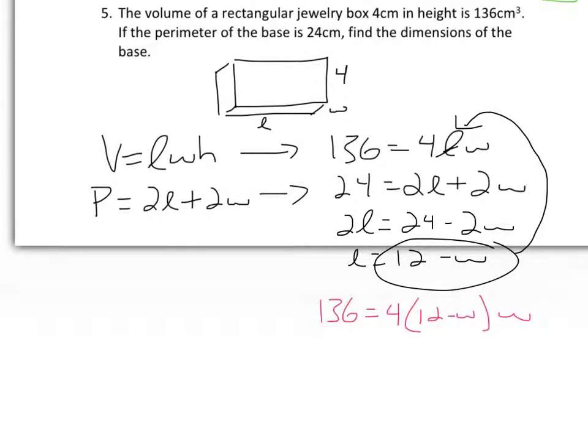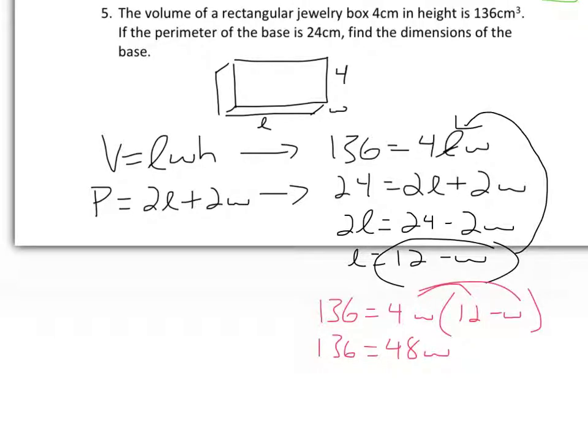Okay, so we have to distribute all this stuff in here. The 4 and the W need to get distributed in there. That's actually really confusing. There's no reason for it to look that confusing. I could just write this as 4W times 12 minus W. Okay, now we're just distributing the 4W in here. Okay, so 136 equals 48W minus 4W squared. And you see here that we have a quadratic equation.